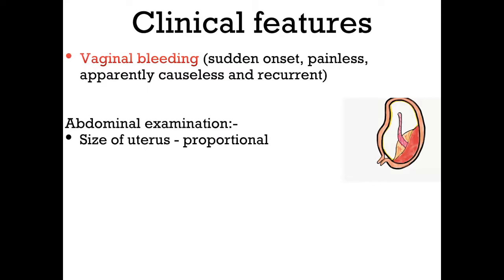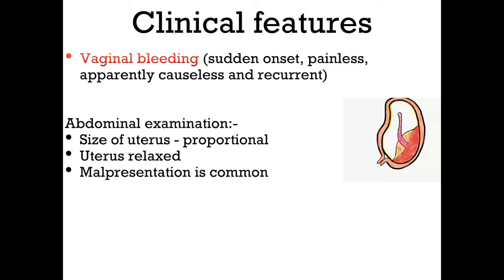On abdominal examination, the size of the uterus is proportional to the gestational age of the fetus. The uterus is relaxed. Malpresentation is quite common in placenta previa. That is because the placenta is present in the lower uterine segment. So the head won't have adequate space in the lower part of the uterus, so it automatically occupies the upper part of the uterus, which is relatively spacious. That is one of the causes of malpresentation in placenta previa.